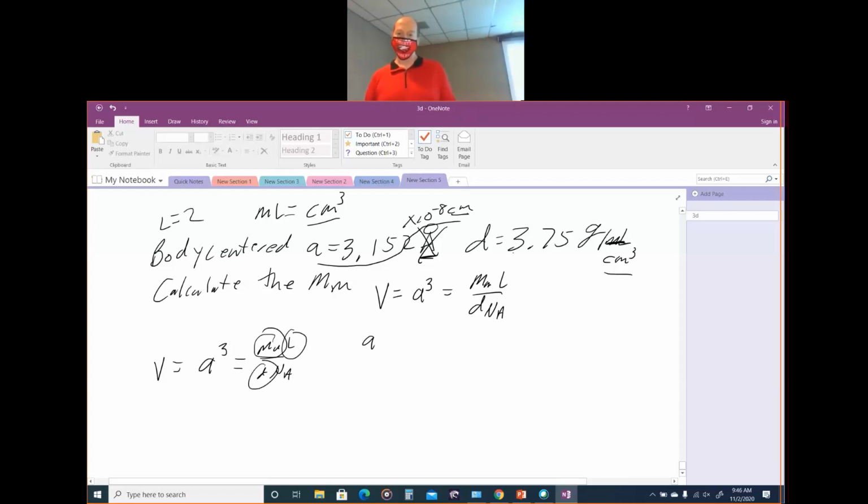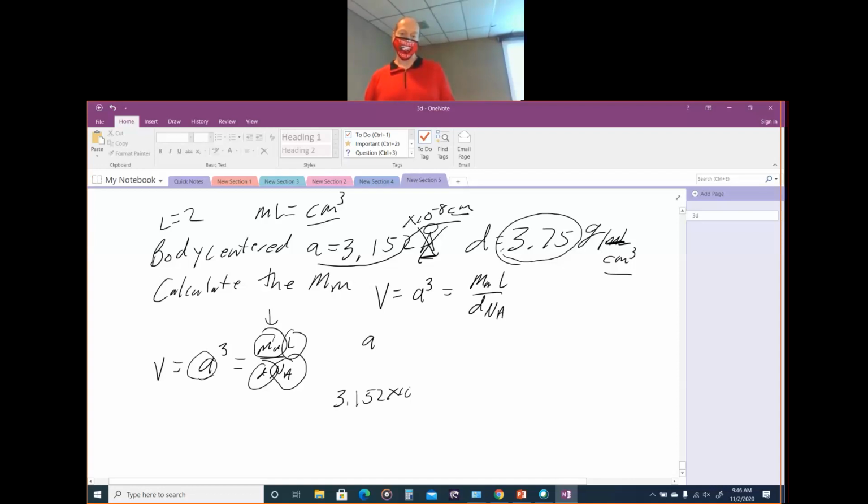Density is given, 3.75. Avogadro's number is a constant, and we have A that we can cube. And so we have everything except for the molar mass. And so let's plug in our numbers.